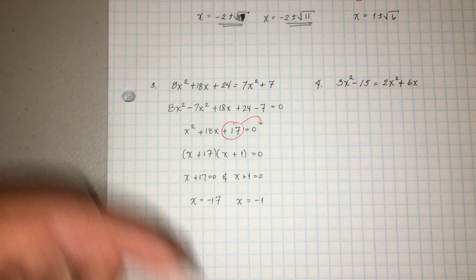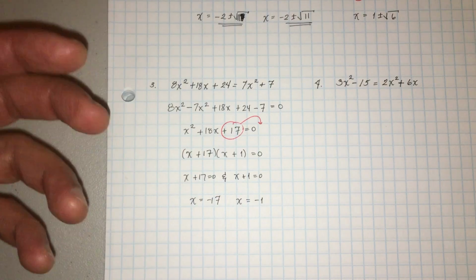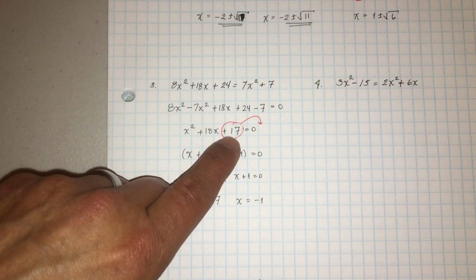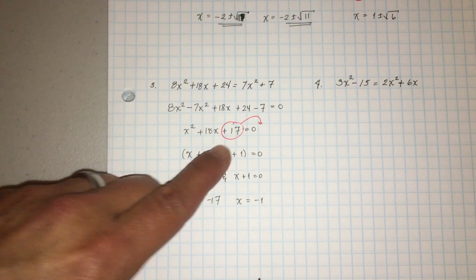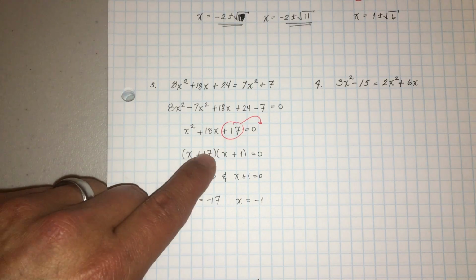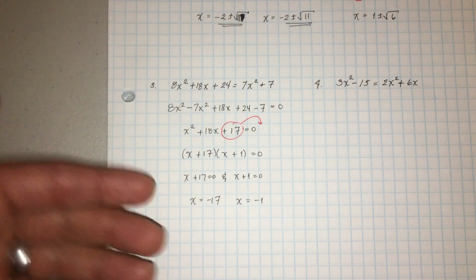So this is the importance of making sure you double check and see if you can factor it. In this case, I thought, well, this is a prime number, I won't be able to. But yeah, you can. So you can use 17 and 1, because 17 plus 1 gives me 18. So in this one, we didn't have to complete the square.